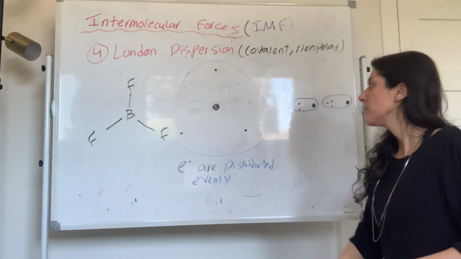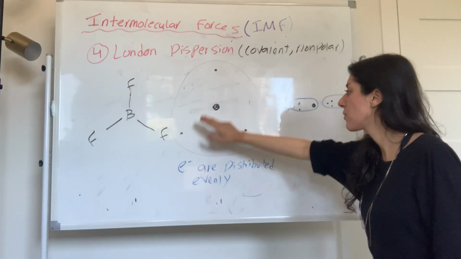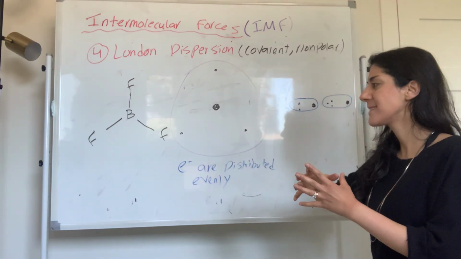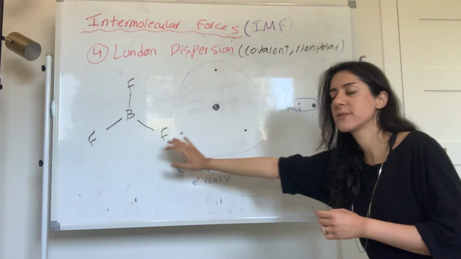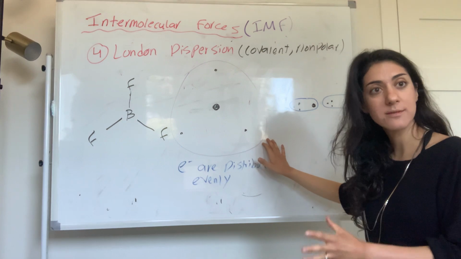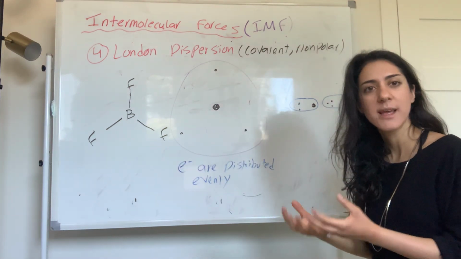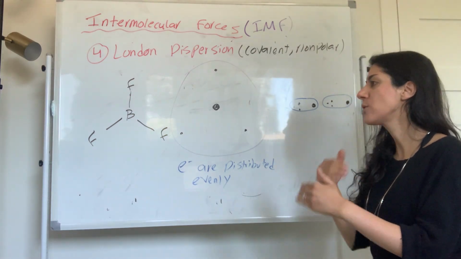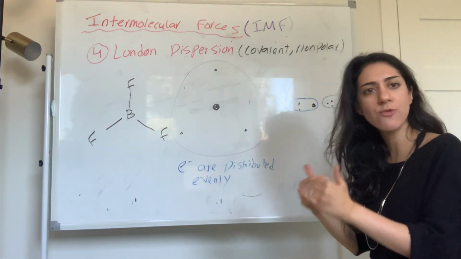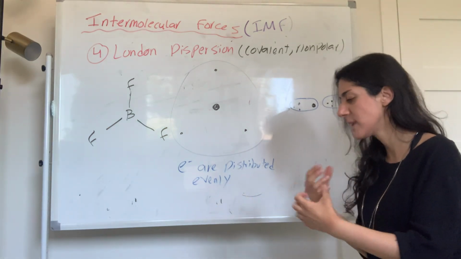All right, so here's my BF3, okay? I have boron, fluorine. Fluorine has a higher EN value, so it's pulling the electrons this way, this way, and this way, okay? So every part of the molecule has some electrons. That's what it means to be non-polar. Now, molecules are moving constantly at room temperature.